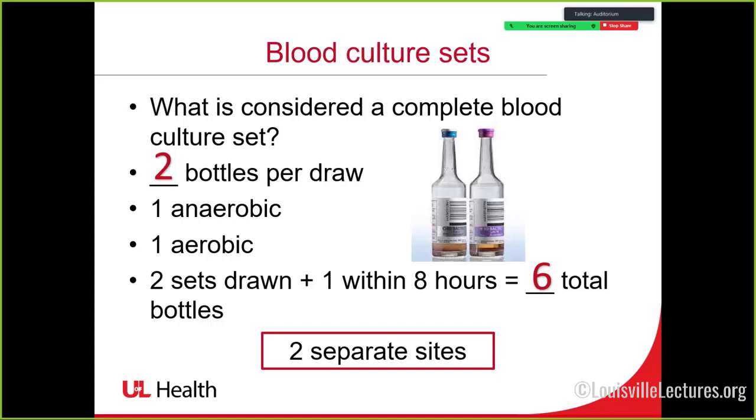But yes, you're right. So our power plan that we have is 1 anaerobic, 1 aerobic, and you'll get 2 sets of those. So that's 4 bottles, right? Like you said, 8 to 10 mLs each. So that's about 40 mLs of blood. And then within 8 hours, they want you to get another set. Does anyone know why we want this extra set? There's a few reasons, but I think one main big one.